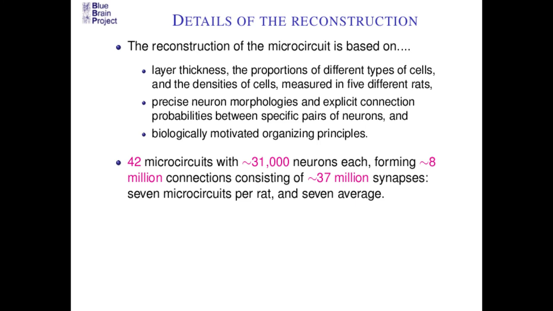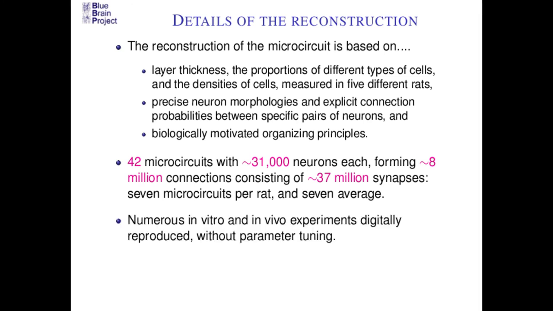And so, why do we have 42 of them? Because we had five different rats, and for each rat there was a different instantiation of the circuit, because the algorithm is stochastic. You're not going to end up with exactly the same circuit each time. There are different stochastic elements that come into the construction, so you end up with a slightly different construction each time. So they did seven of these for each of the rats, plus seven average ones. They took the average data and used that as input to the algorithm. And so now you have a collection of individuals that you can examine.